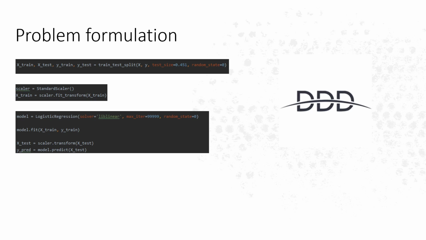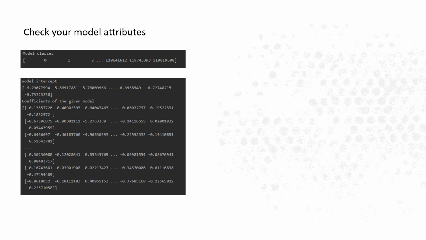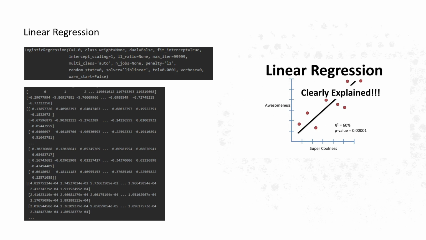Then we create a logistic regression model, and we fit it with our training data, and then we predict our data. We check our model attributes, like model classes, model intercept, and so on. I used linear regression. It's the first method I decided to show you.